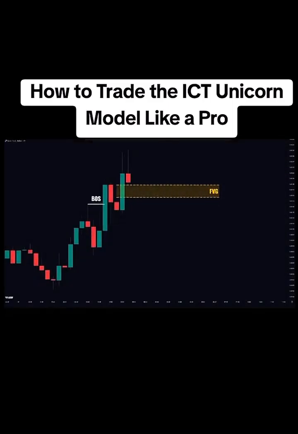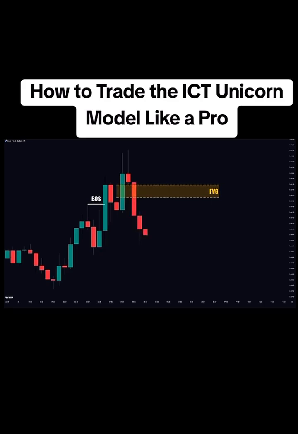Here on the Euro-Dollar 15-minute chart, we start with a clear uptrend. The market makes an aggressive push to the upside, forming a fair value gap and breaking above the previous market structure. This breakout is a strong signal that buyers are in control, and the price is likely to keep going higher. But then, things take a sudden turn.